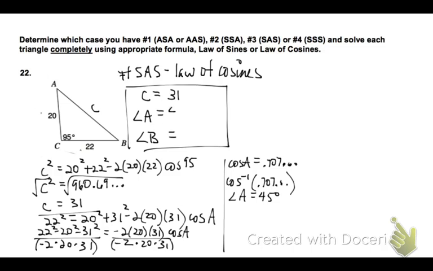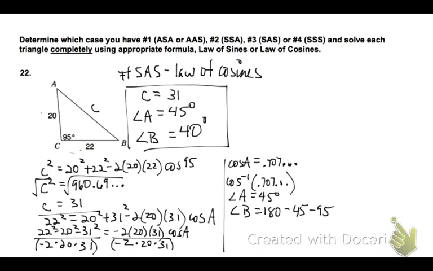Now to find angle B, we know two angles of the triangle, so we're just going to use the simple way to find the third angle and take 180 and then subtract the two angles that we know. So 45, and we were given that angle C was 95. So angle B will be 40 degrees.